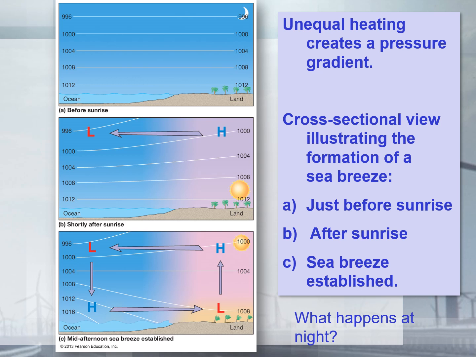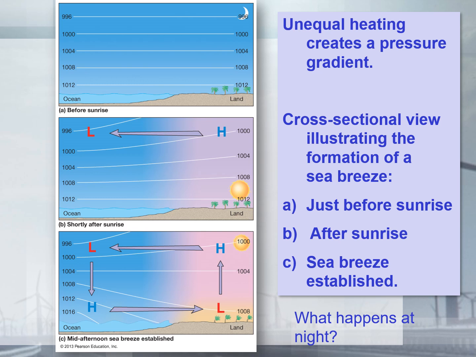Okay, so let's focus now on the one on the bottom. Daytime at the beach. The land, those sand grains, are going to heat up fast, so that air temperature is warm. Therefore, what is it going to do? It's going to rise. As air is rising, you're taking air molecules away from there and you get low pressure.